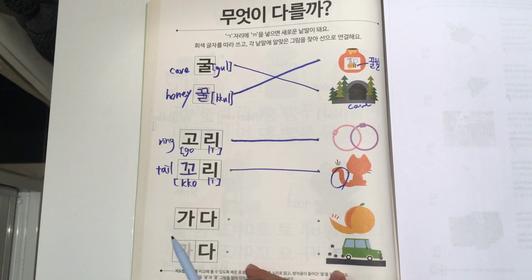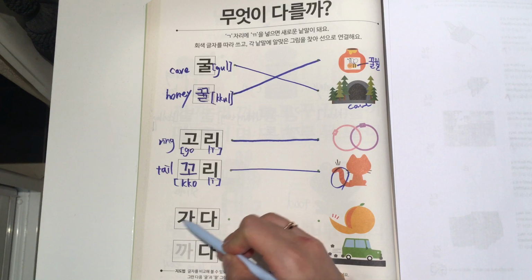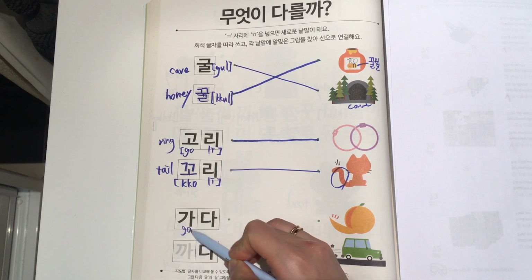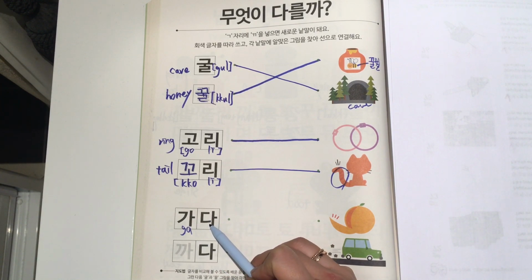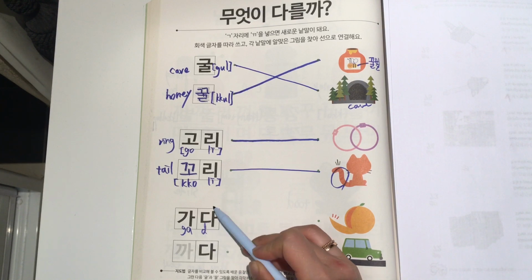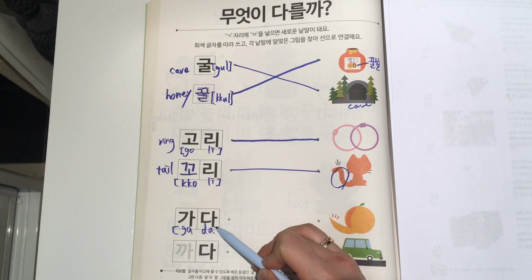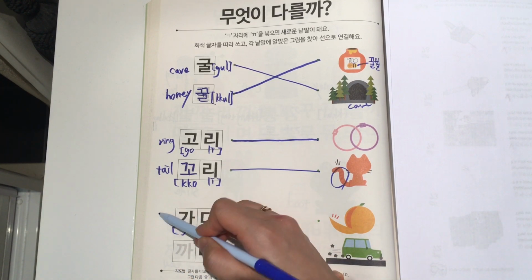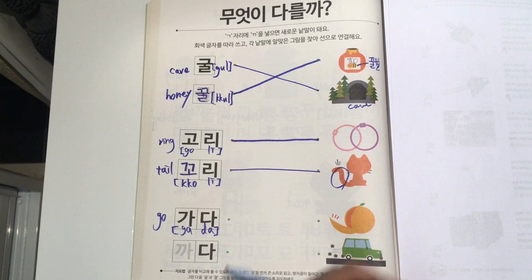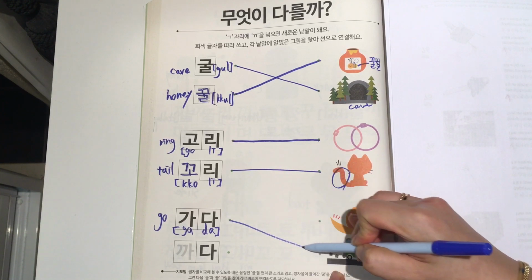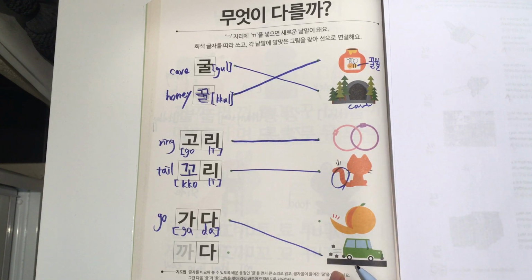And then next, 기역 plus 가다. 가다 means just go. So 가다. So going car and going walk and just go means 가다.